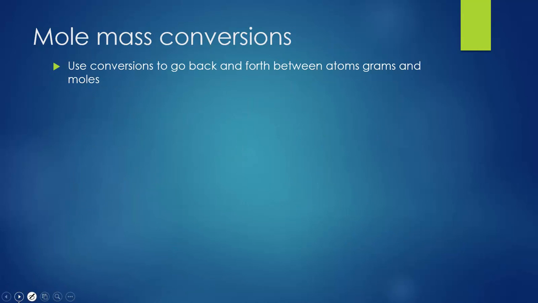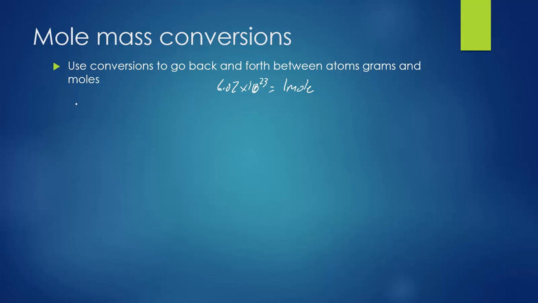Now, how do we actually convert back and forth between atoms, grams, and moles? Well, it's just a unit conversion problem. Remember, 6.02 times 10 to the 23 equals 1 mole. Okay, so that's whatever we need it to be. That's 6.02 times 10 to the 23 atoms, molecules, ions, whatever it is we need it to be. It's just a number. 1 mole is 6.02 times 10 to the 23.